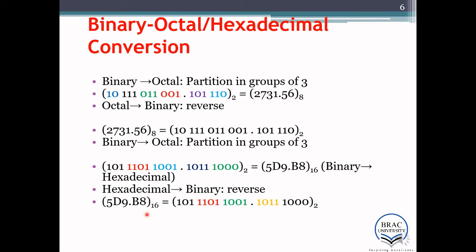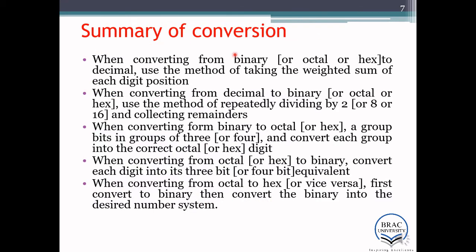So it's shown here as well for this example. Summary of conversion. When converting from binary or octal or hex to decimal, use the method of taking the weighted sum of each digit position. When converting from decimal to binary or octal or hex, use the method of repeatedly dividing by 2 or 8 or 16 and collecting remainders.